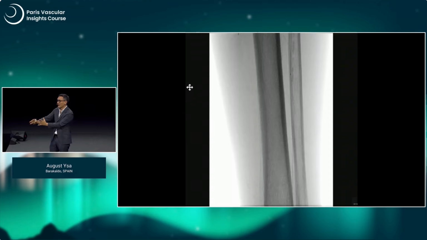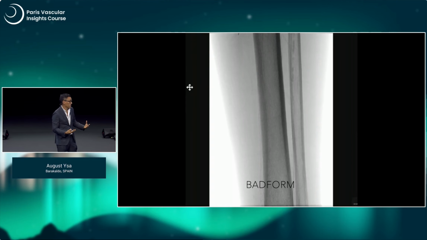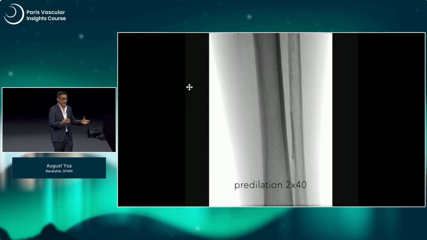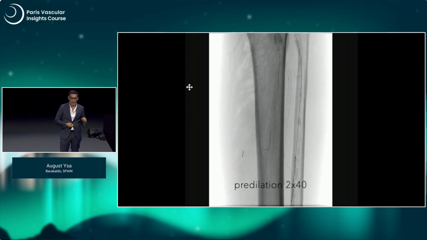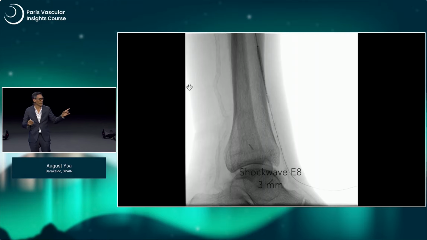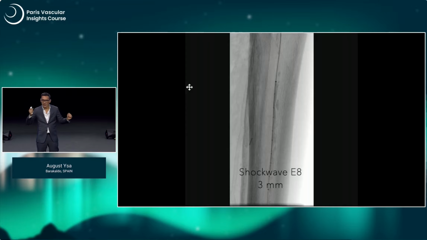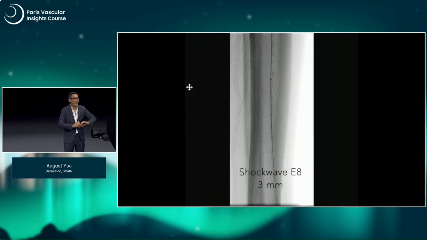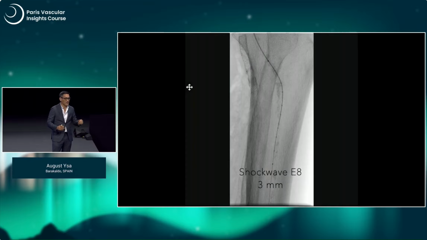Look at the balloon progressing like a batter. And then once we were able to progress with the balloon, what else? Pre-dilation, 2 millimeter balloon, and then we decided to shockwave the whole thing. Subintimal, yeah, but shockwave works subintimal as well. So 3 millimeters for the entire leg, 36 centimeters.